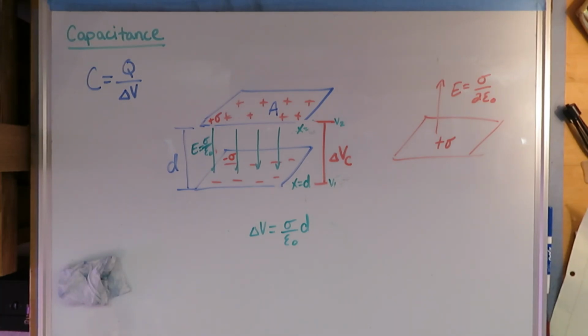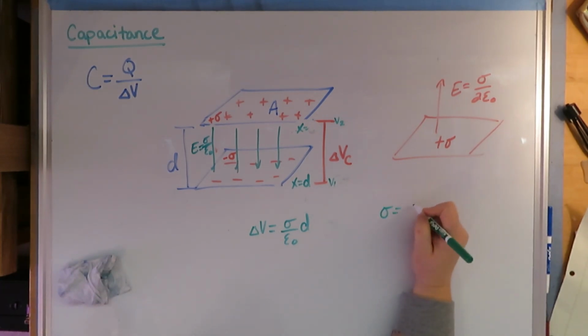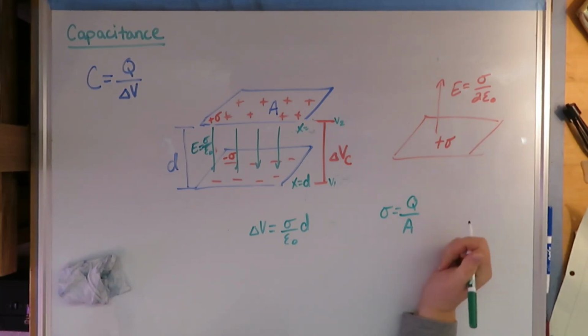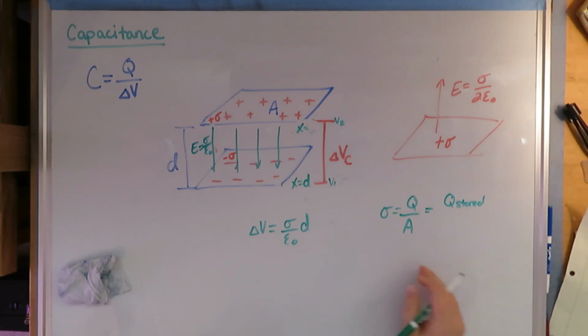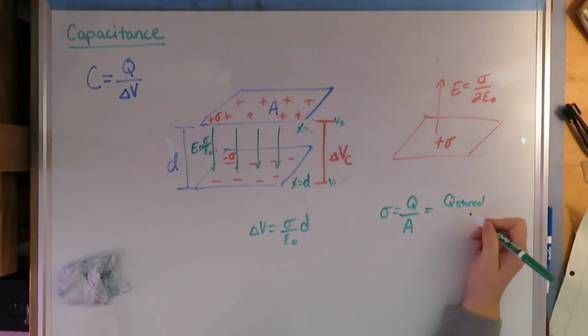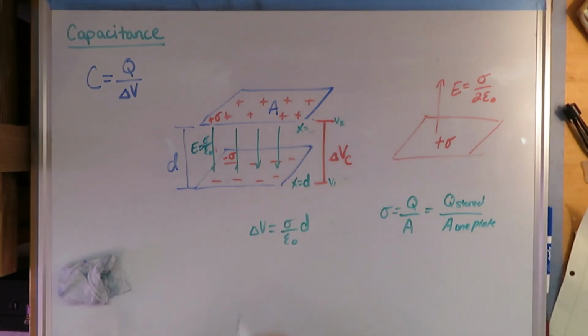The magnitude of the potential difference is sigma over epsilon naught times d. So that's what the magnitude is going to be. But what's sigma? Sigma is the definition of charge per unit area. Q would be the charge stored in the capacitor. It's basically how much charge has been developed on those plates. And this area is the area of one plate, not both plates. Well, both plates have the same area.